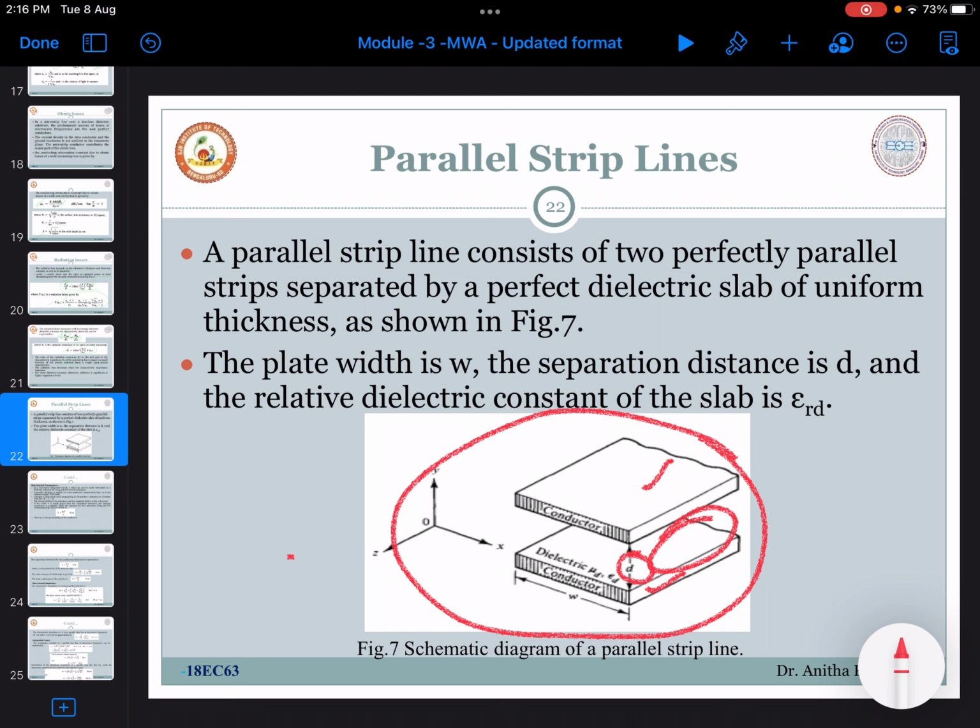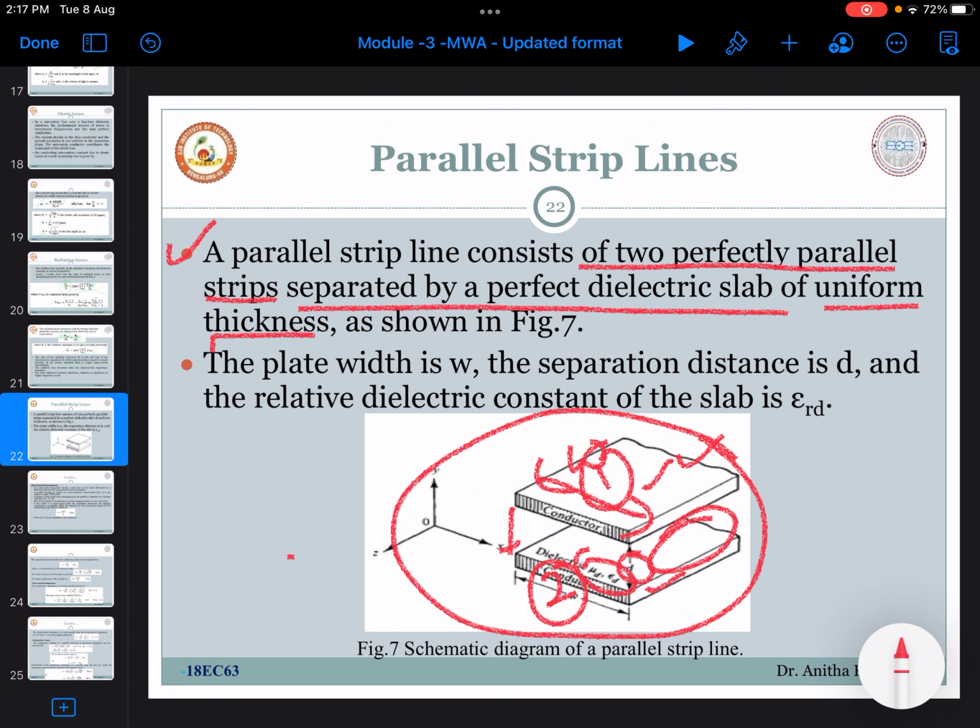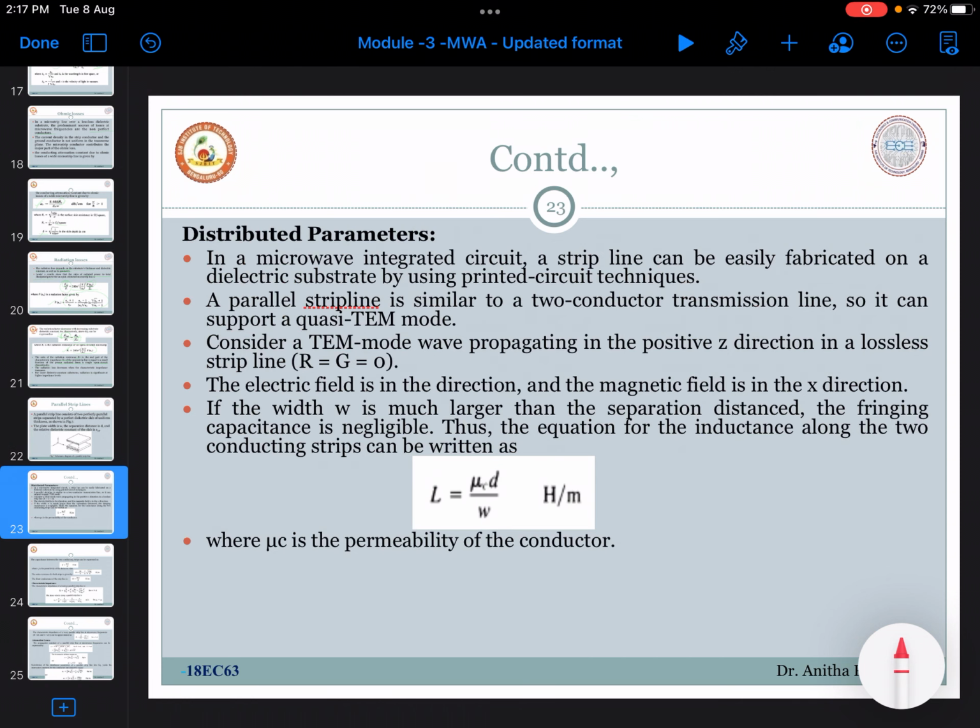So the height of the dielectric material is represented as d, and the dielectric material will have a parameter epsilon r, the relative dielectric constant of the slab, epsilon rd. And the definition of a parallel strip line is, it consists of two perfectly parallel strips. This is the first parallel strip and this is the second parallel strip, separated by a perfect dielectric slab with uniform thickness, as shown here. The plate width is considered as W, the height of the dielectric substrate is considered as h rd, and the relative dielectric constant of this material is epsilon rd.